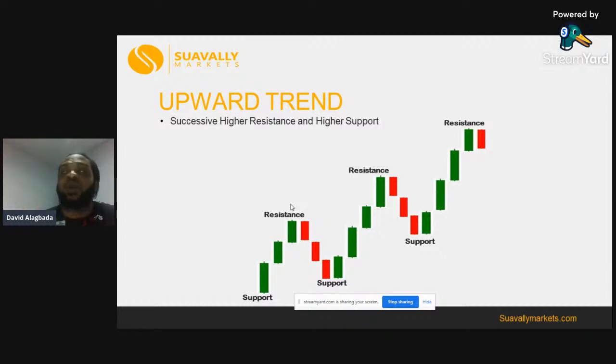The rule of thumb when you're looking out for a trend is you want to see that every subsequent resistance is higher than the previous resistance. So if you look at this, for instance, this resistance here is higher than this particular resistance here, and this support here is higher than this other one here. So this is a foundational rule of thumb, a check box for whether it is a trend or not.